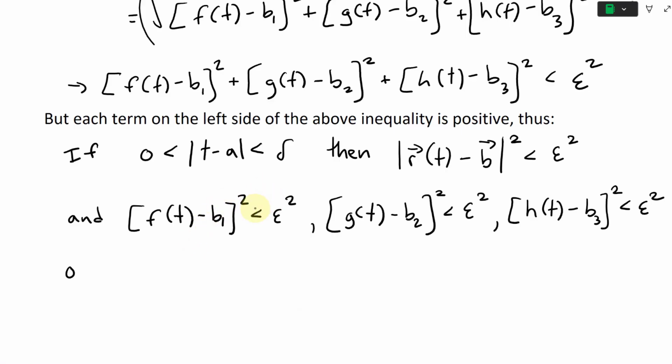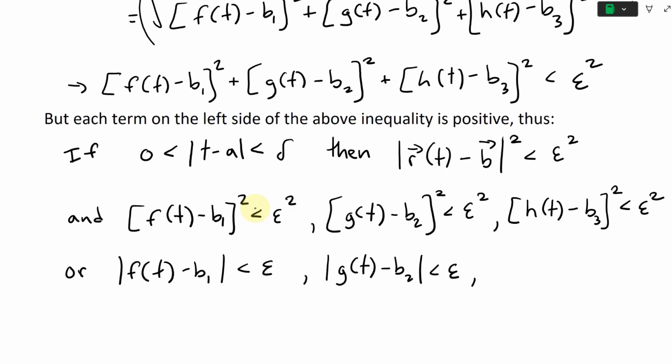And then we could just cancel all these squares. We could just have the absolute value of f of t minus b1, because it's all positive there. So we just take the absolute value. We take the square root of both sides, and this is going to be less than epsilon. We're going to have g of t minus b2 is less than epsilon. And finally, the absolute value of h of t minus b3 is less than epsilon.